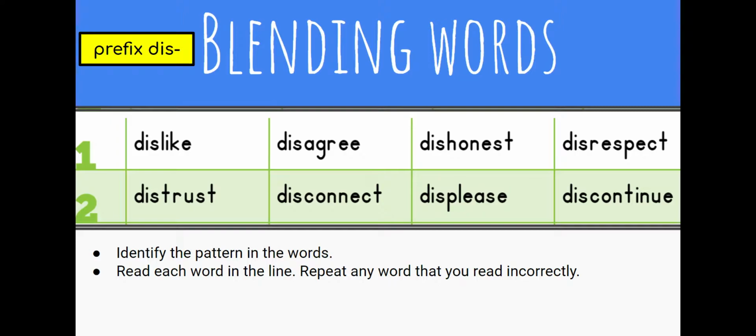First, let's identify the root word. Then once we understand or know the meaning of the root word, we can determine the entire meaning, or the new meaning, of the word when you add dis to it. Take about 15 seconds. Look at the words in line 1. What do those words mean? If you need more time, pause the video.